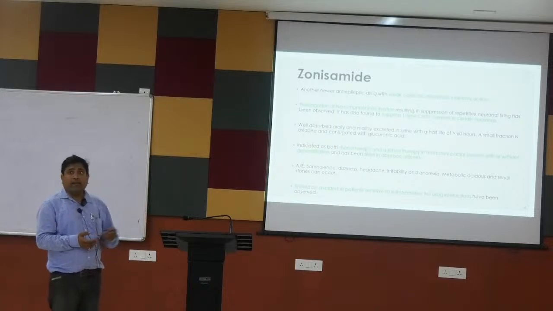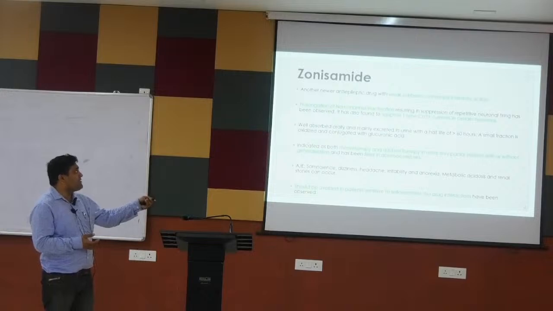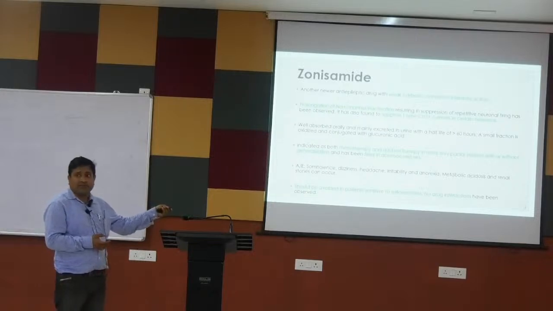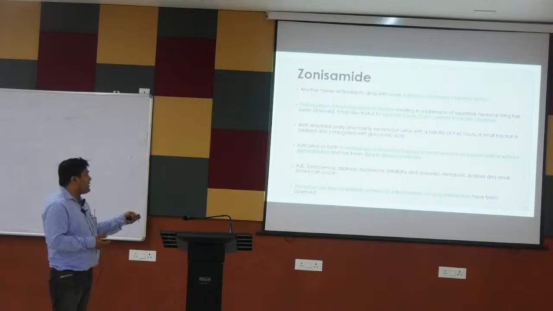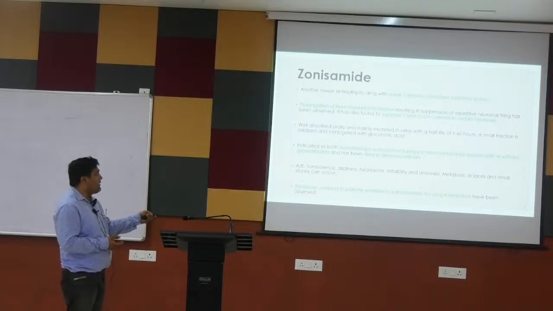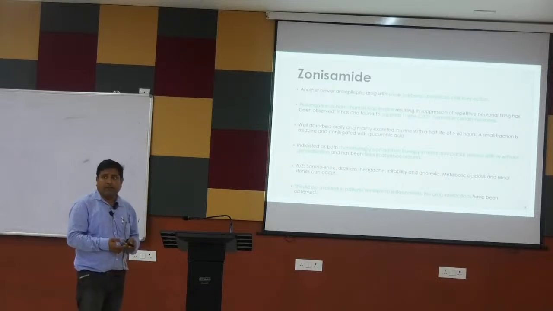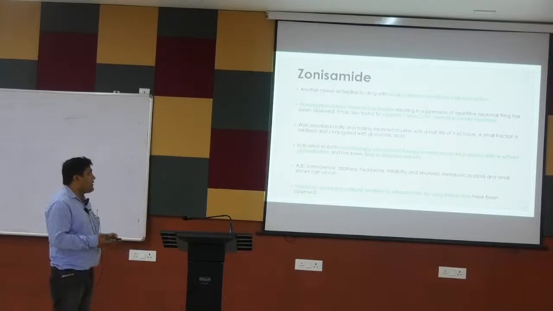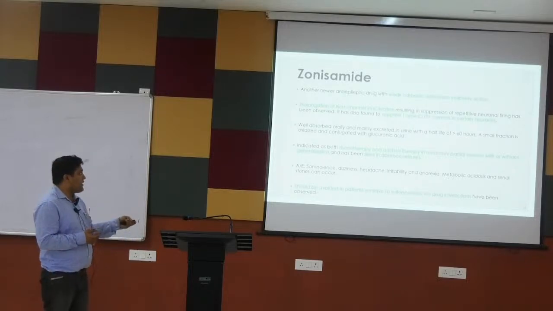Why? Like ethosuximide and valproic acid, they also suppress T-type calcium channels. So they have been tried in absence seizures and they are effective. Adverse effects: somnolence, dizziness, headache, irritability, anorexia. Metabolic acidosis and renal stone because of weak carbonic anhydrase inhibition activity. Should be avoided in patients sensitive to sulfonamides because of sulfa allergy. No drug interactions have been observed.